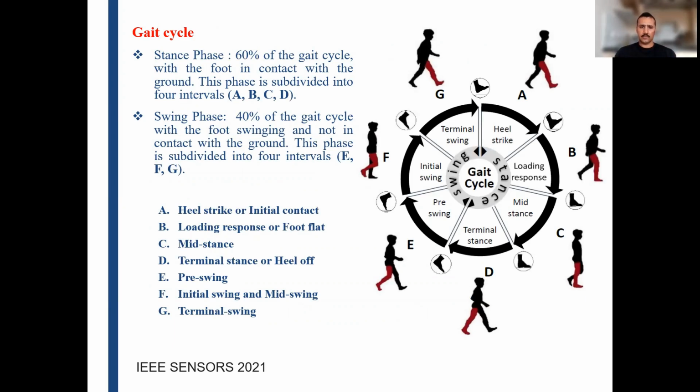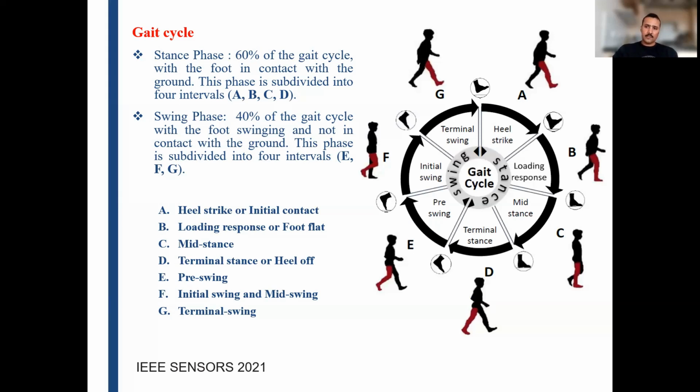Gait is a cycle that exists in all humans. This cycle is divided into two phases, the stance phase and the swing phase. The stance phase is 60% and the swing phase is 40%. The stance phase has four major events and the swing phase has three major events. There are seven, and these seven events take approximately 1 second to be executed.